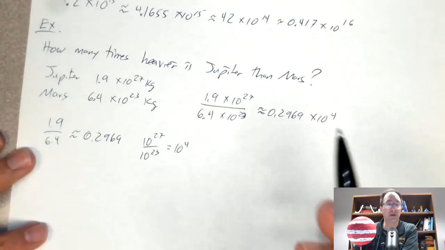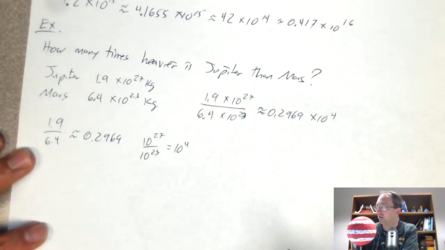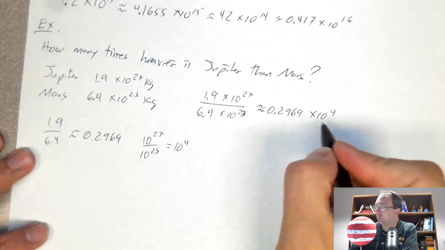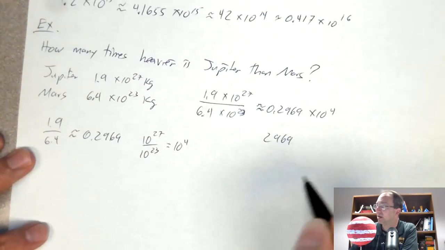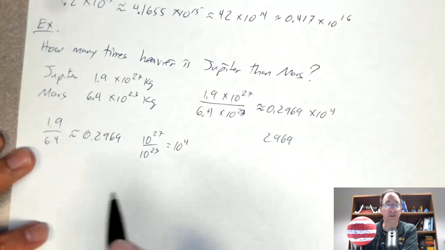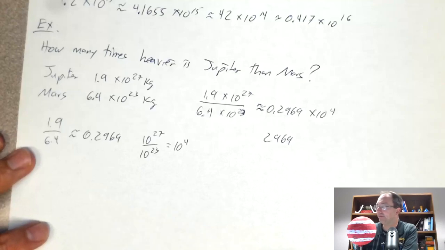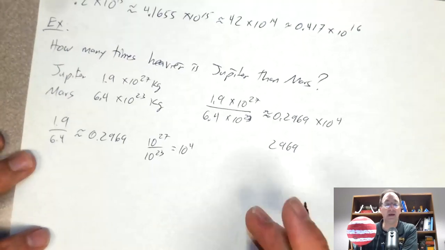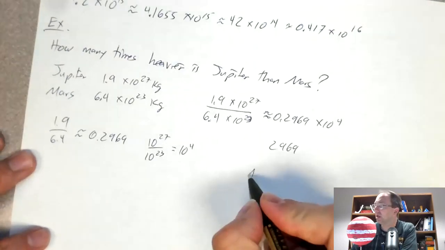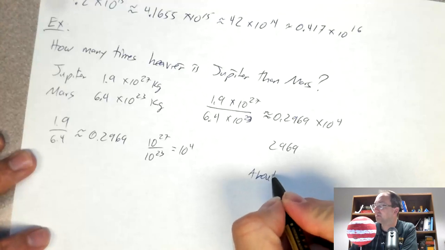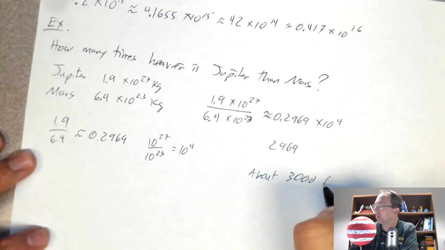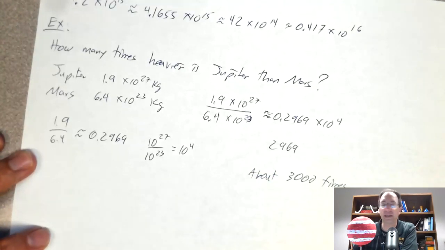Now this is a small enough power that we can write it out as 2969, because we're moving 4 places to the right. And so we can say that approximately Jupiter is about 3,000 times heavier. And more precisely, closer to 2,969.